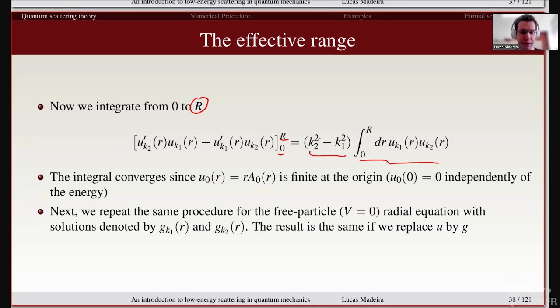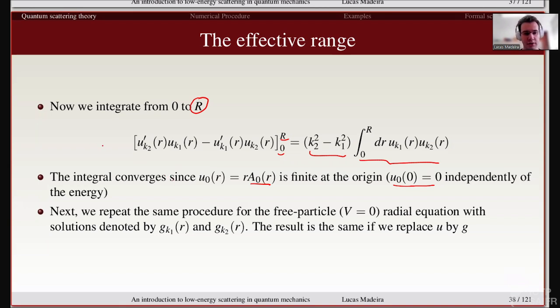And don't worry, the integral converges because, as you remember, the radial wave function is related to the reduced wave function, dividing it by R. And since our boundary conditions are that at R equals 0, this is 0, we won't have problems as to dividing by 0, for example, in this function. So we are safe in that regard.